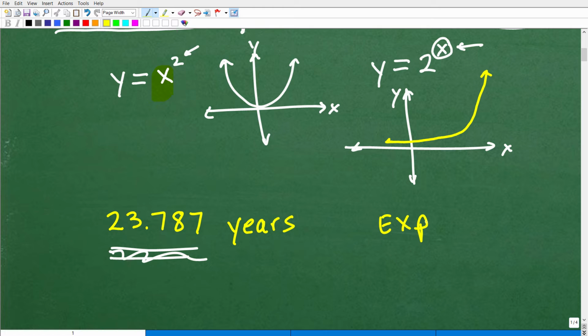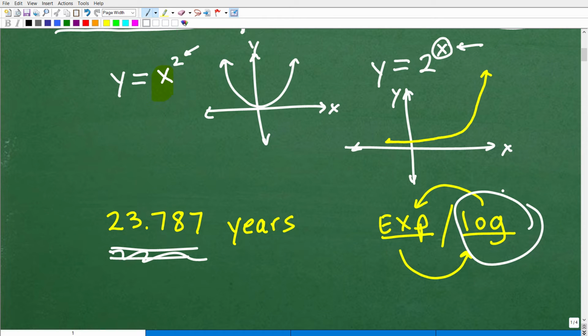When you learn math at a more advanced level, Algebra 2, college algebra, pre-calculus, when you study exponential functions, you're also going to be studying the inverse of exponential functions, which are called logarithmic functions. The inverse of an exponential function is a logarithmic function, and the inverse of a logarithmic function is an exponential function. And we're going to need to use some logarithms to solve this problem.